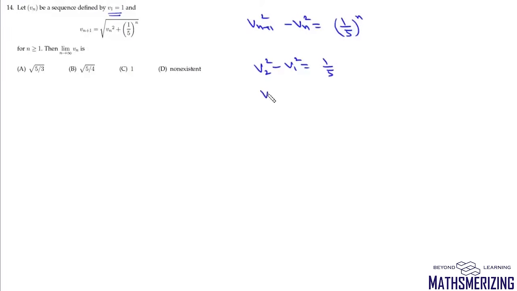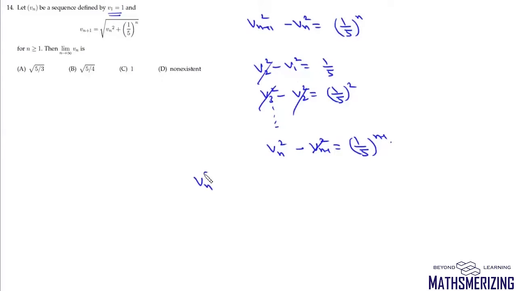If we put n as 2, we get V3 square minus V2 square, it'll be 1 upon 5 square, and then we can write Vn square minus Vn minus 1 square, it'll be 1 upon 5 to the power n minus 1. Now we'll add them, all these terms will cancel. From here we can write Vn square minus V1 square, and it will be 1 by 5 plus 1 upon 5 square plus 1 upon 5 to the power n minus 1.